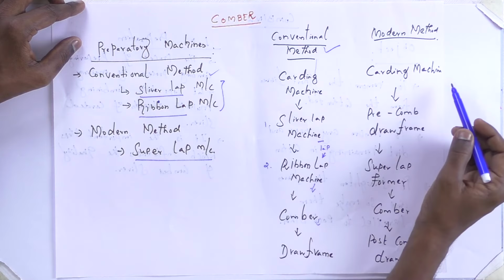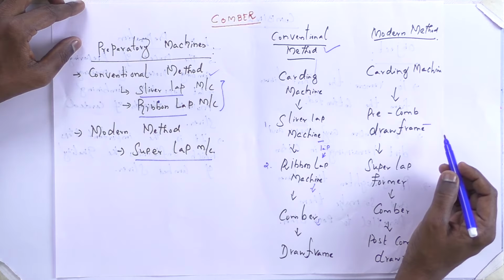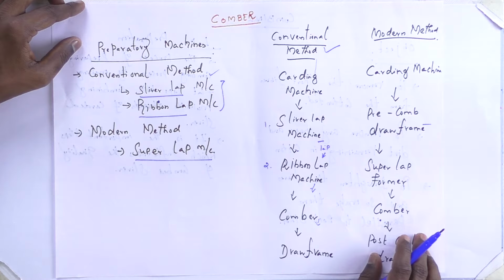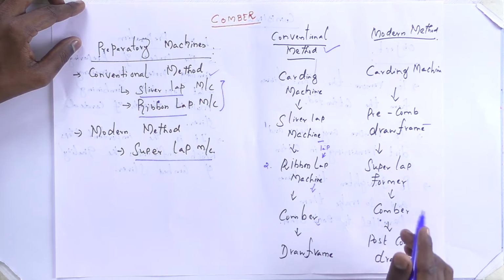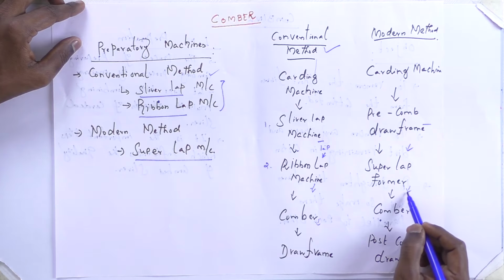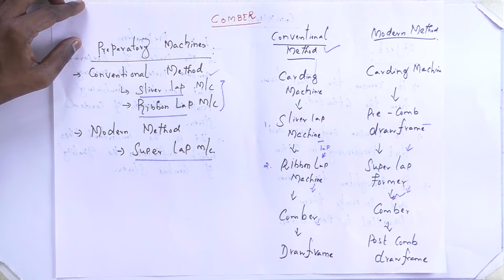In the modern method, after the carding machine, we can use pre-comb draw frames. Here, for the superlap machine, the feed material is draw frame sliver. We can use card sliver also, but the quality of card sliver compared to draw frame sliver is less. So we use draw frame sliver as a feed material for the superlap former. From the superlap former, we produce superlap. That superlap is the feed material for comber. This is the second method.